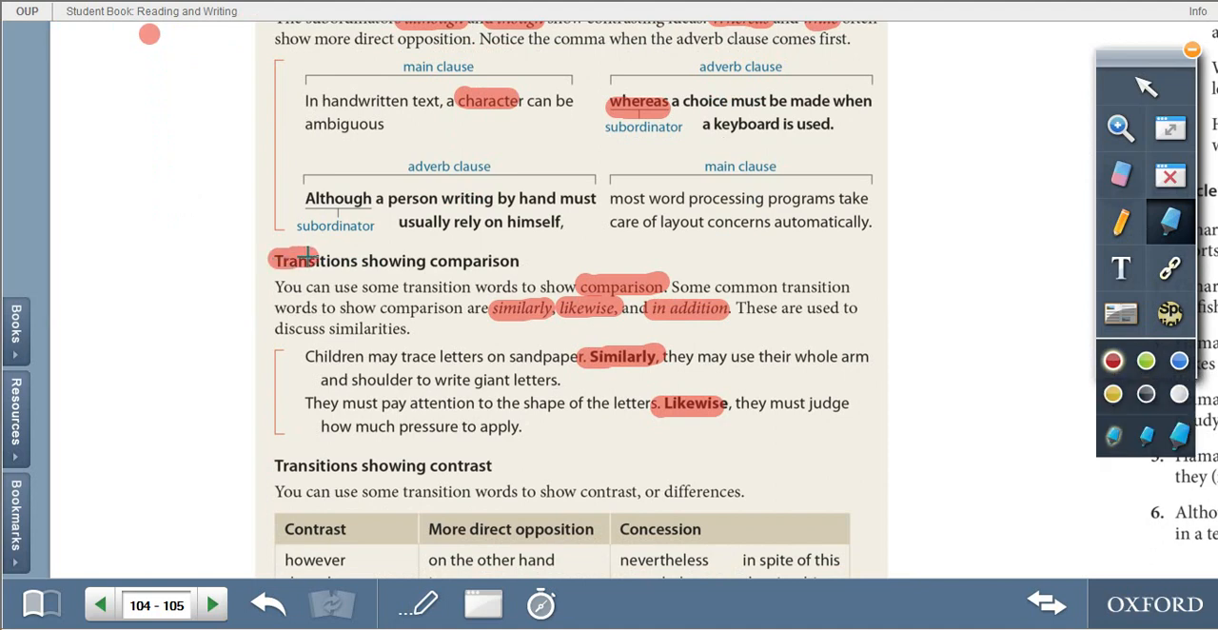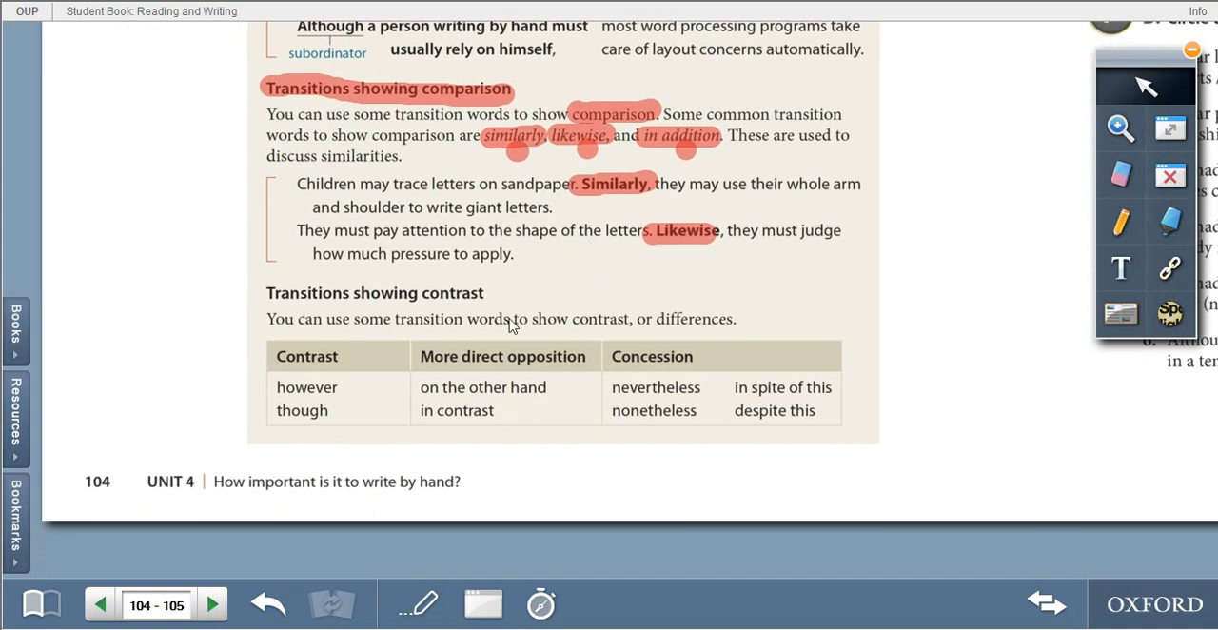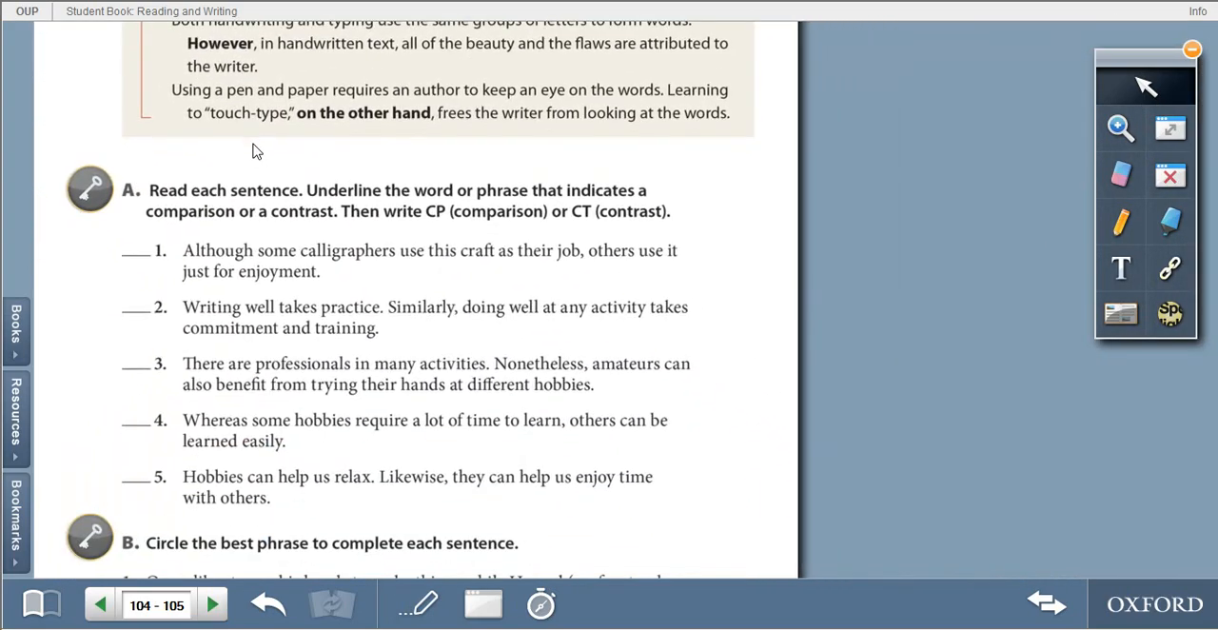What are transition words? Transition words are the words which show similarity. Transition words show comparisons. The words like similarly, likewise, in addition, these words show comparison. Transition words can also show contrast. So some transition words show similarity and some of them show differences. Here we have contrast, these words we use: however, on the other hand, more direct opposition, in contrast, and concession: nevertheless, nonetheless, in spite of this, despite this, which show concession.